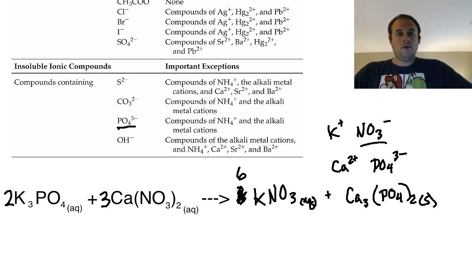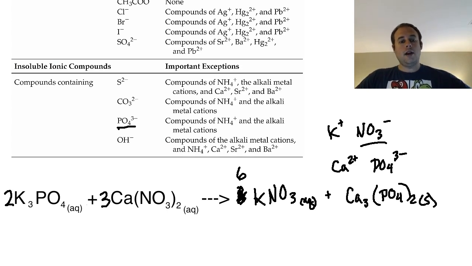Okay, so now I can go back through and look at all of these and see if they balance. So potassium, I have 6 on the left here. And now, this is why we wait until the end, I have 6 on the right. So everything's fine with potassium. Phosphates, I have 2 phosphates on the left. I have 2 phosphates on the right here. And then if I look at calcium, I've got 3 calcium, 3 calcium. And the nitrates, that's what we just finished with, I have 6 and 6. So now this is balanced.